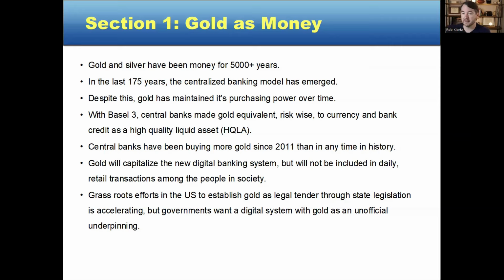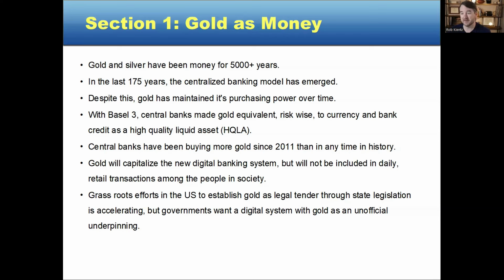We'll get into that. First of all, gold and silver have been money for 5,000 years. It is natural money. Many ancient civilizations have used it. We used it as money up until 1913, and then we used the dollar, but we pegged the dollar to gold and in the central banking model.